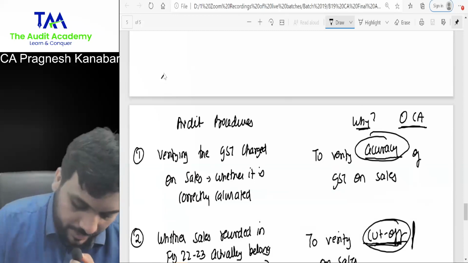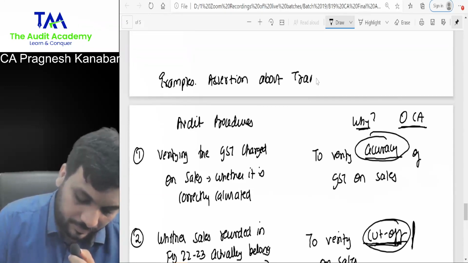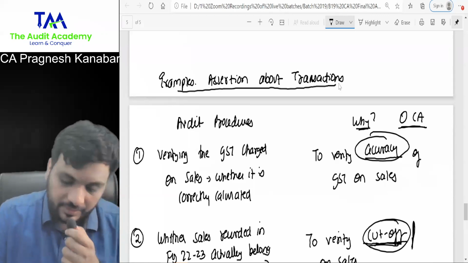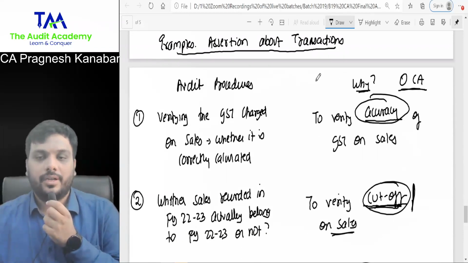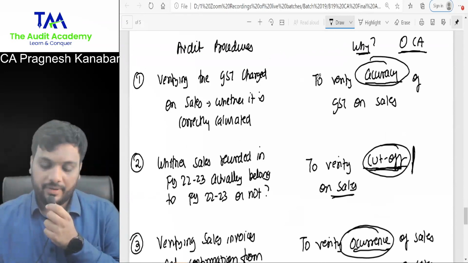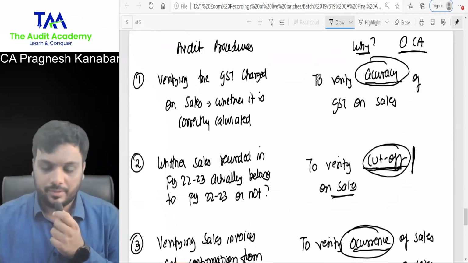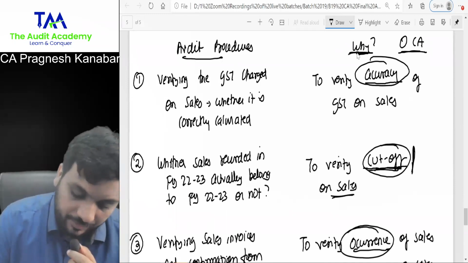Now write down examples. Assertions about transactions, the assertions with respect to transactions that you are verifying. All right. So audit procedures and why you are doing this. Okay. So I am dictating audit procedures and why you are doing this.